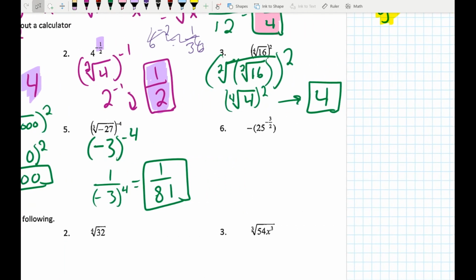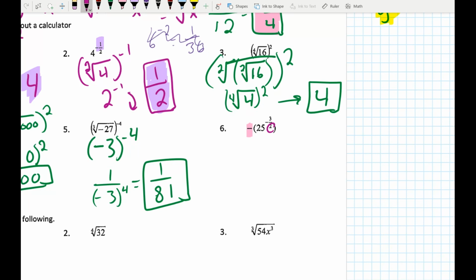Last one for today. We have negative 25 to the negative 3/2 power. And we've got some parentheses going on. So first I'm going to remind us that this negative stays negative. It's going to tack on at the end because it's outside those parentheses. Everything else, though, we can work with. I'm going to do the square root first.